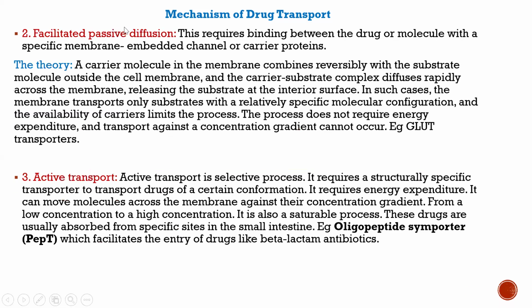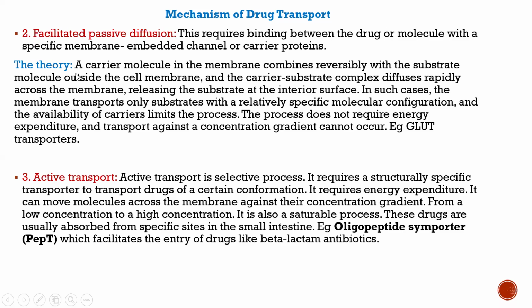Okay, so we have the second method of drug transport, which is facilitated passive diffusion. This requires binding between the drug or molecule with a specific membrane embedded channel or carrier protein. So it is still a type of passive diffusion, but it requires another protein, a carrier protein or a transporter, that will help in transportation of this drug.